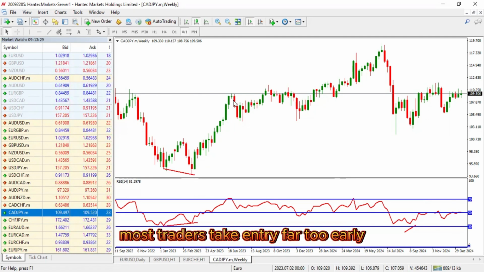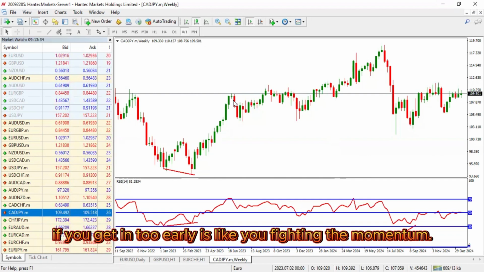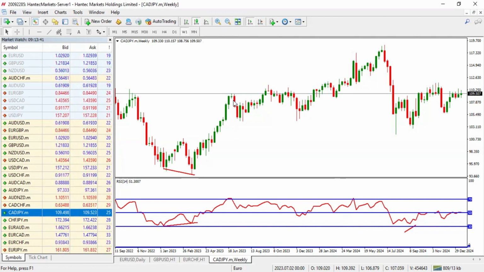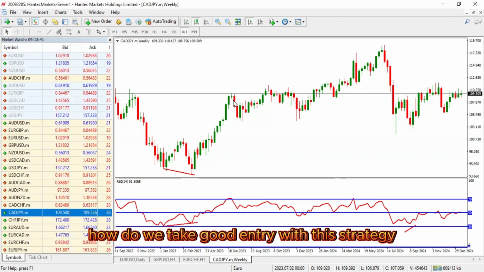The issue is most traders take entry far too early after spotting RSI divergence without waiting for a confirmation or proper change of momentum. If you get in early, it's like you're fighting the momentum. And this is one reason why some people trade divergence and end up not being profitable. So the question now is, how do we take good entry with this strategy?